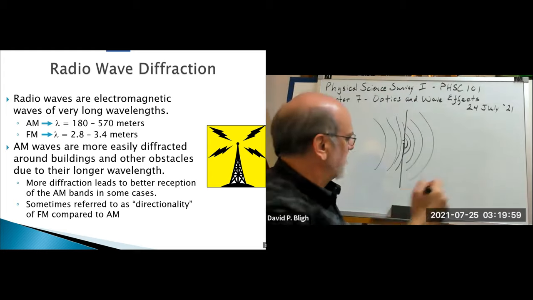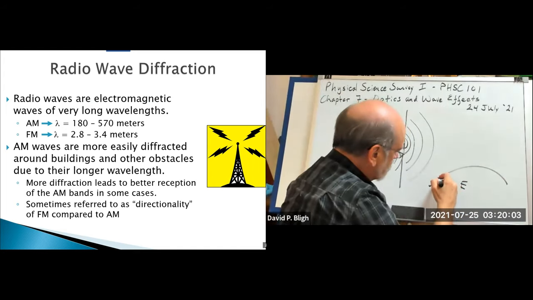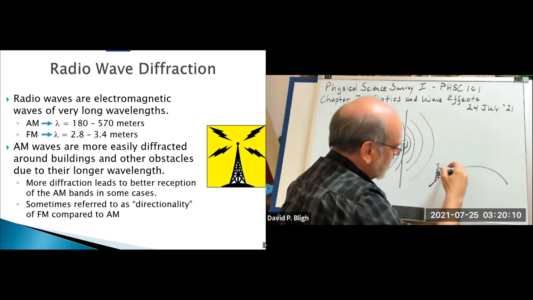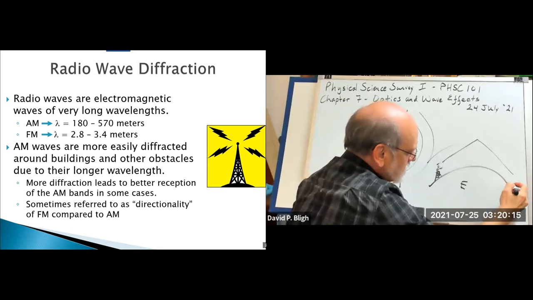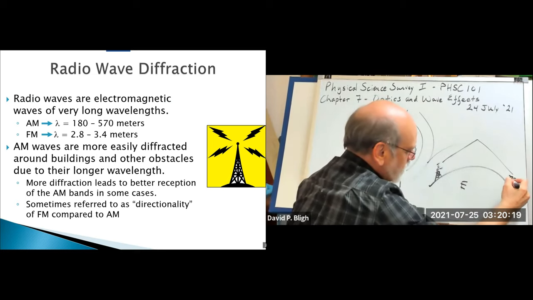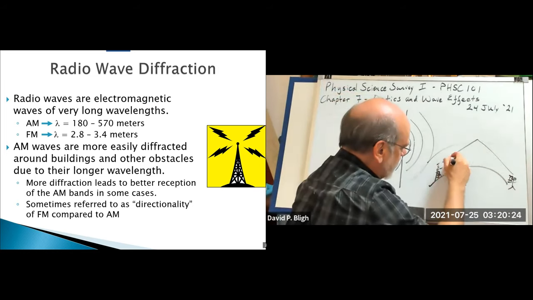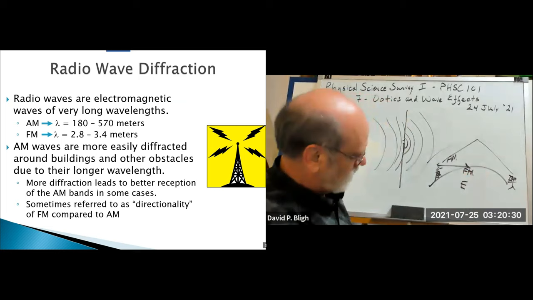So if this is the surface of the Earth, then you can broadcast a signal from here, right? And it goes up here to the ionosphere and bounces off, and this person can pick it up on their radio. Whereas this is AM, FM is blocked.